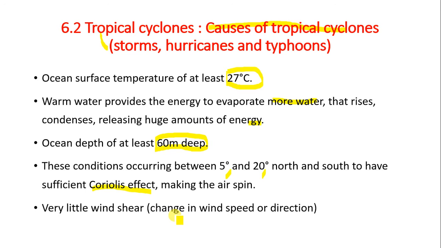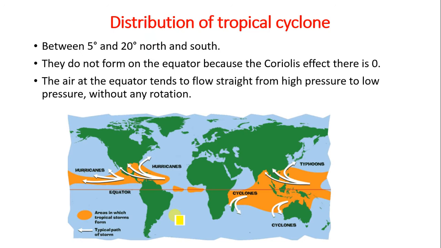You must have a surface temperature of approximately 27 degrees Celsius, and the ocean depth should be at least 60 meters deep. Because of the high temperature, more water rises, and once it rises, it releases energy, actually a huge amount of energy. It occurs between 5 degrees and 20 degrees north and south of the equator, which have sufficient Coriolis effect to make the air within that region spin.